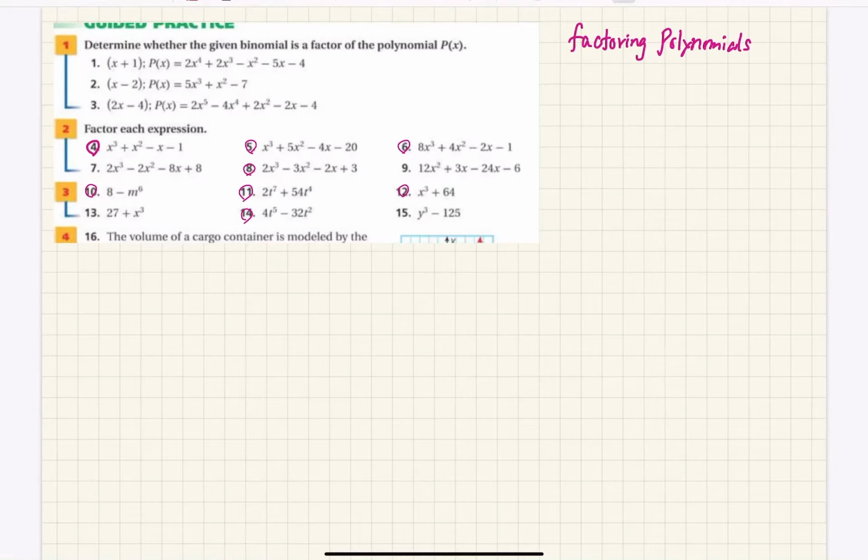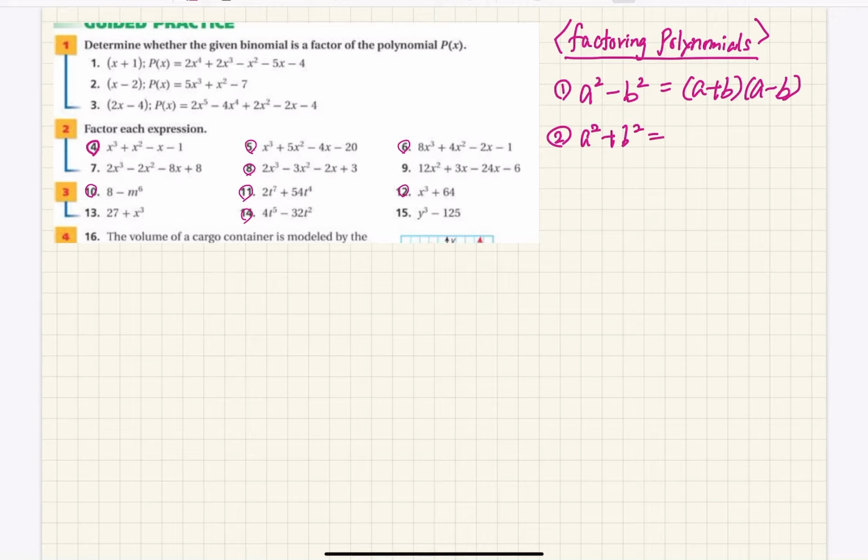Okay. Today's topic is factoring polynomials. To factor polynomials, you need to understand some special rules. First, a squared minus b squared form. If there is a squared minus b squared form, you can factor it to a plus b times a minus b. And number two, a squared plus b squared form. This is not factorable in the real number system. It's not factorable.